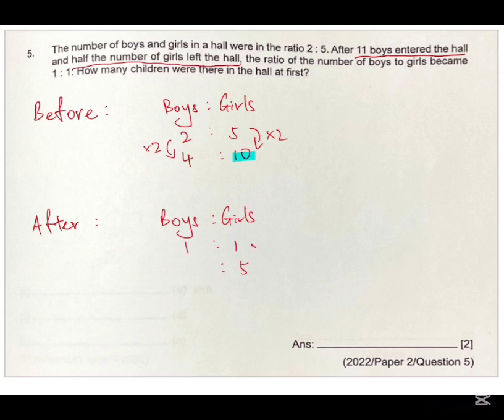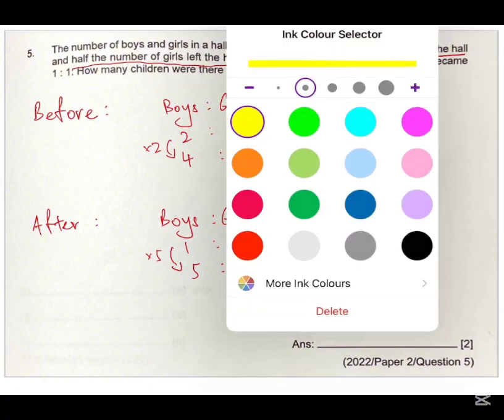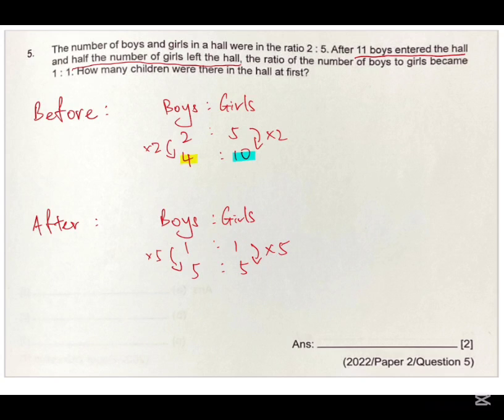So if this becomes 5, it means I times 5 here for the girls. Means I also must times 5 to the boys. We must make it equal. So this also becomes 5, so I get 5:5. Afterwards, you can see that previously the boys have 4 parts, then afterwards the boys become 5 parts.